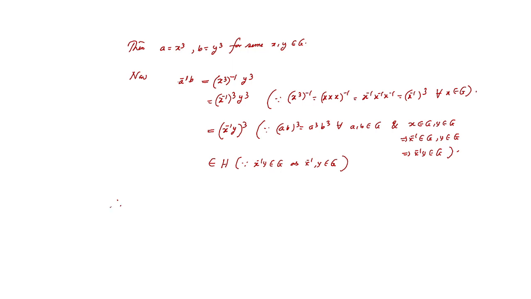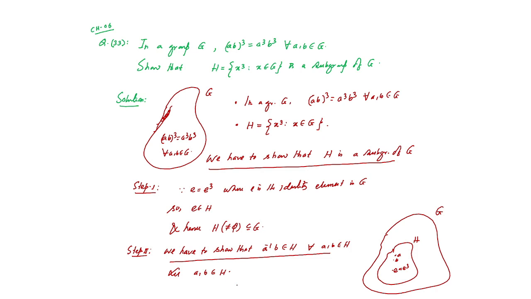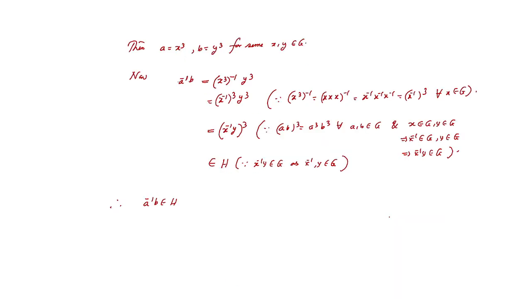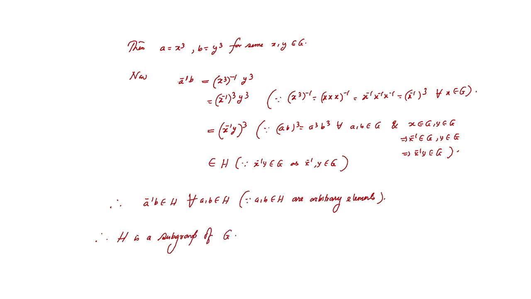Why? Since X inverse Y belongs to G, as X inverse, Y both belong to G, as G is a group. So what we have seen, A inverse B belongs to H, and here we have taken A, B as arbitrary elements of H. So that means that relation holds for all A, B belongs to H, since A, B belongs to H are arbitrary elements. Okay, so we have done the second step. H is a non-empty subset of G, and A inverse B belongs to H for all A, B. So thus we conclude H is a subgroup of G. That we can say easily.